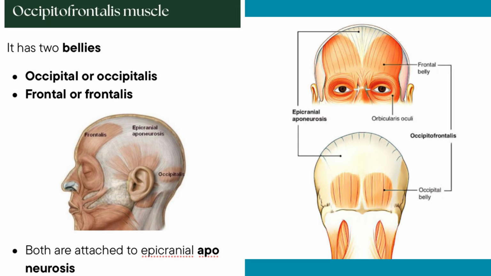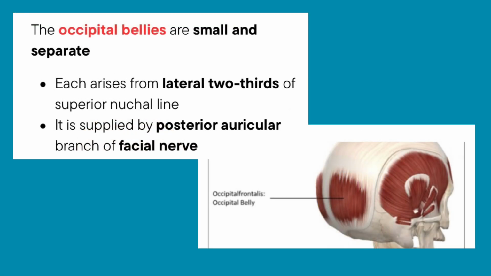This muscle has 2 bellies, occipital or occipitalis, frontal or frontalis. The occipital bellies are small and separate. Each arises from lateral 2/3 of superior nuchal line and is supplied by posterior auricular branch of facial nerve. The aponeurosis passes between these 2 bellies.